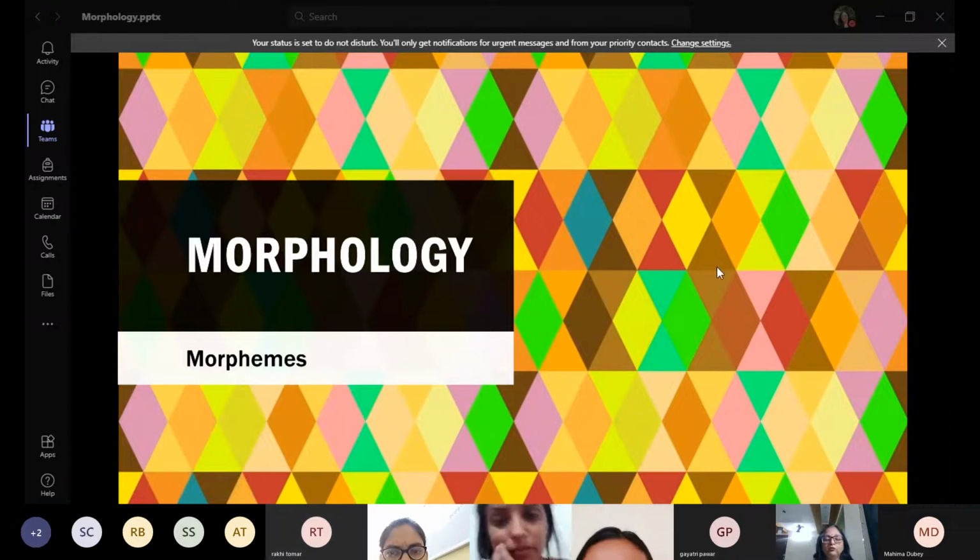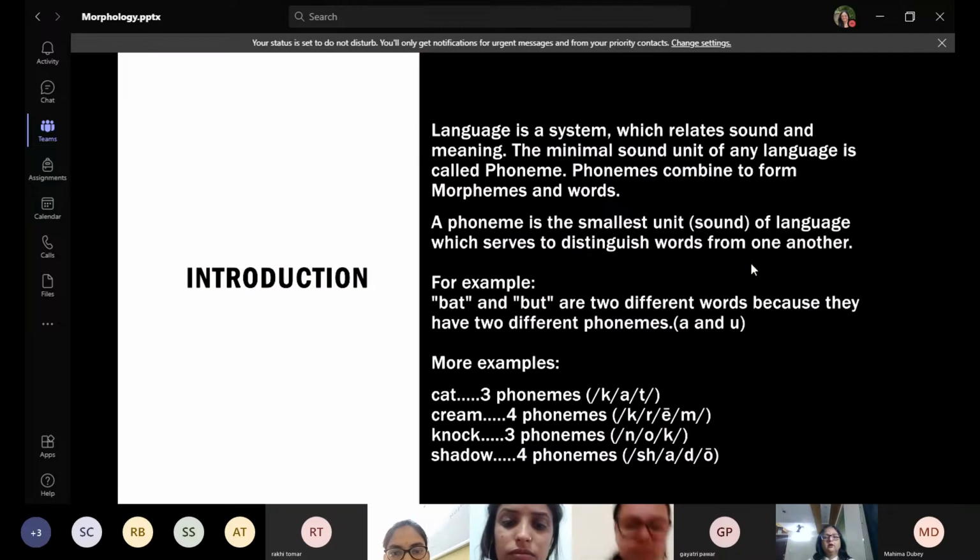Morphology. What is morphology? It is a branch of linguistics. What are morphemes? Morpheme is the smallest or minimal unit of any word that has some meaning or some relevance. This is what we have talked about so far. Okay. Now see here.